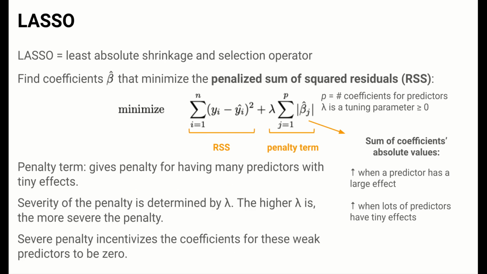The penalty term gives us a penalty for having many predictors with tiny effects. The severity of the penalty is determined by lambda. The higher lambda is, the more severe the penalty, and severe penalties incentivize the coefficients for these weak predictors to be 0. Why? If those coefficients are 0, the sum of their absolute values is 0, and mathematically, no penalty is incurred.